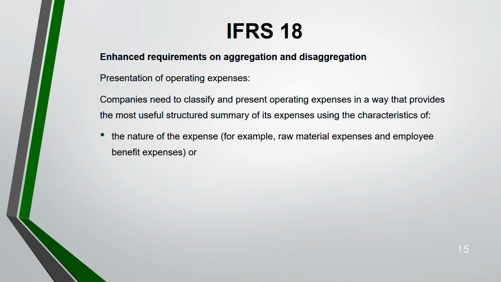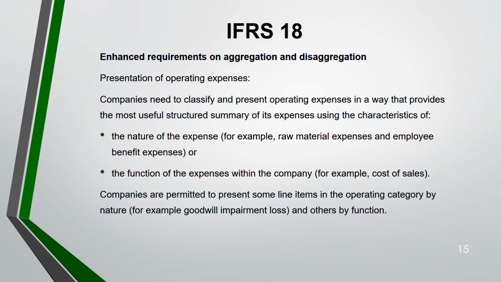So, if you are presenting by nature, for example, raw material expense, employee benefit expense, or by function of the expense, for example, cost of sales, companies are permitted to present some line items in the operating category by nature and others by function. That they are allowed to do. Some expenses they will show by nature, for example, goodwill impairment loss, and some by function.